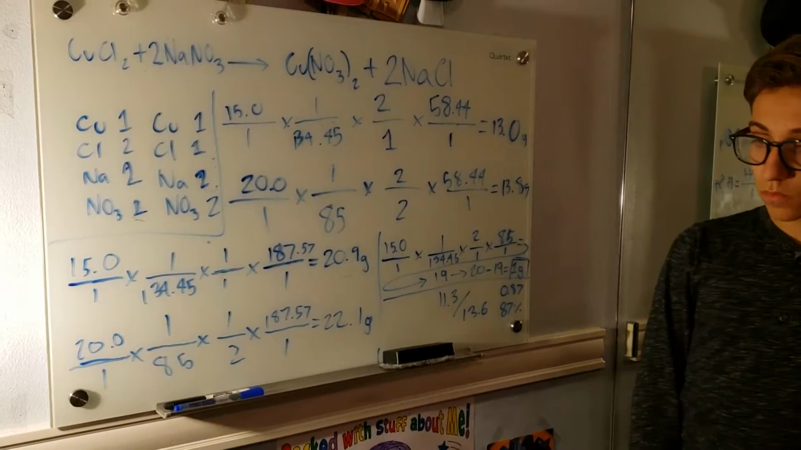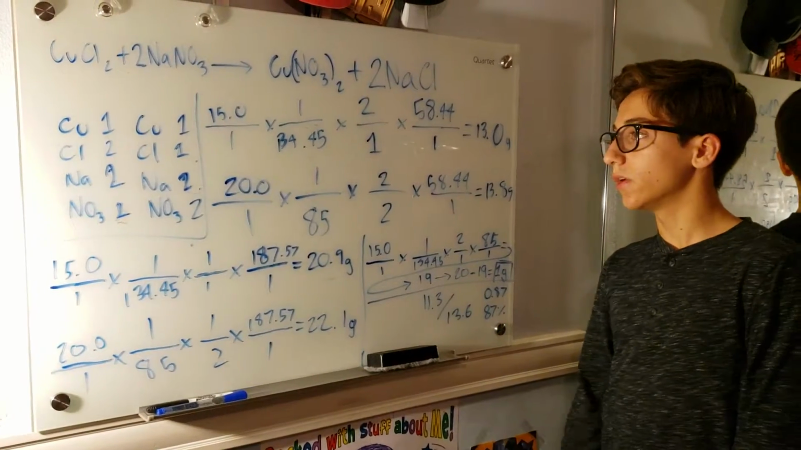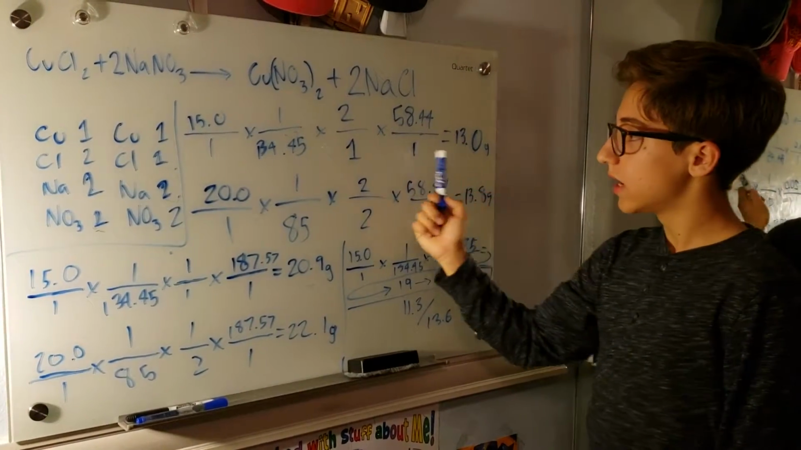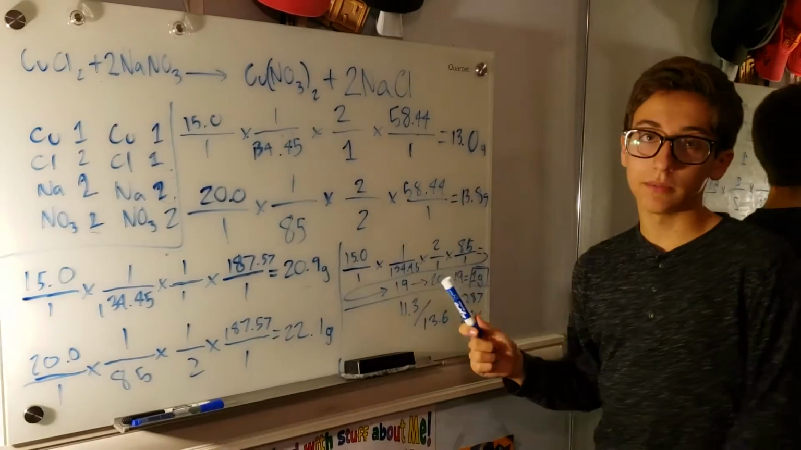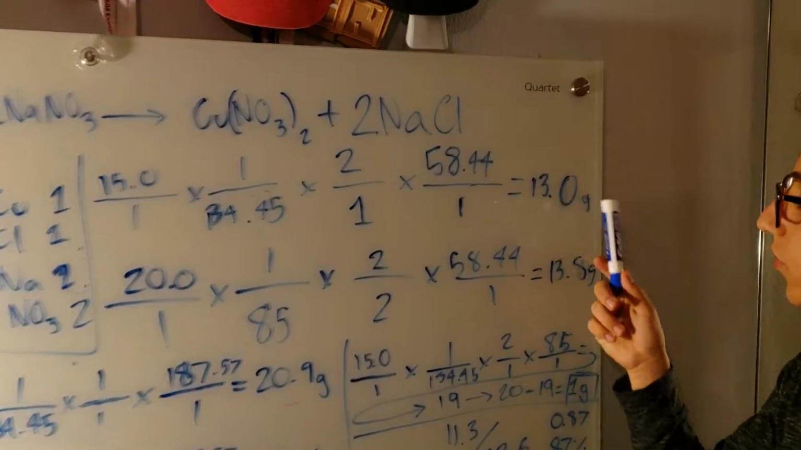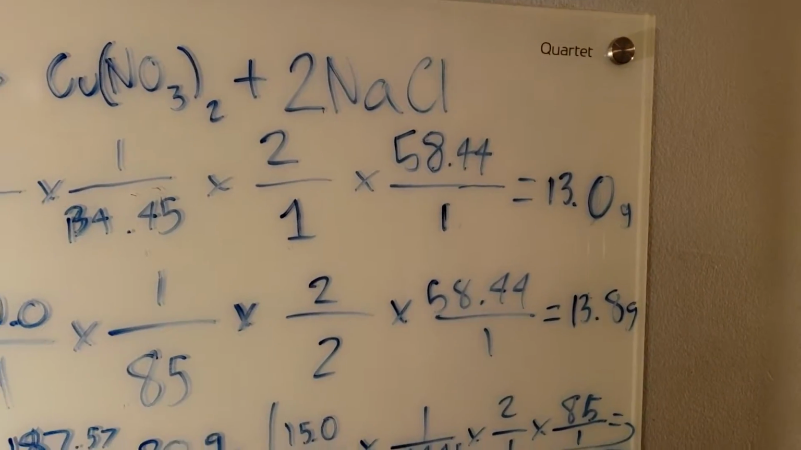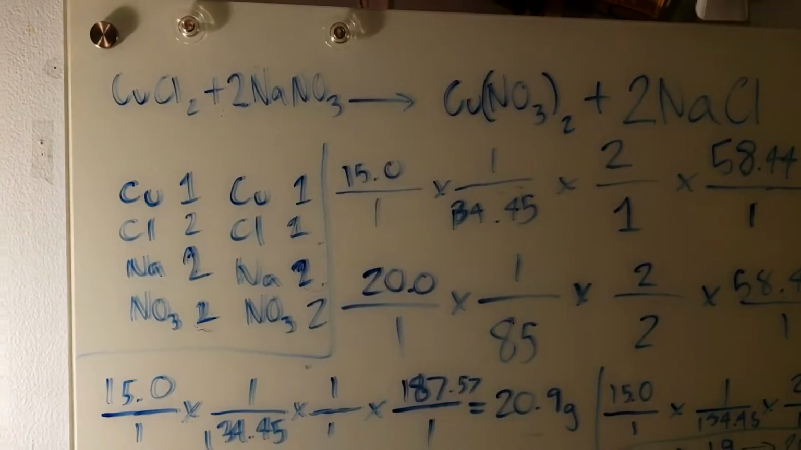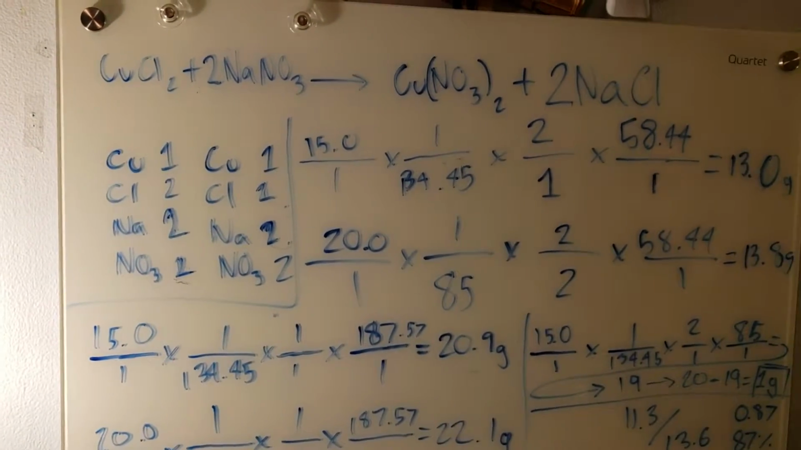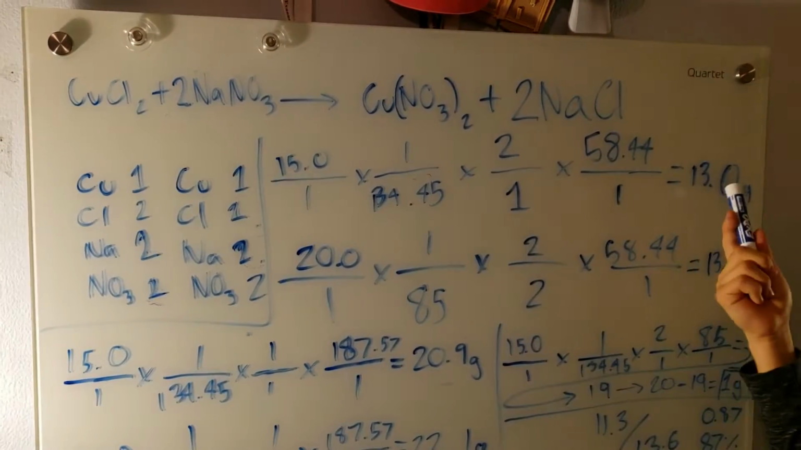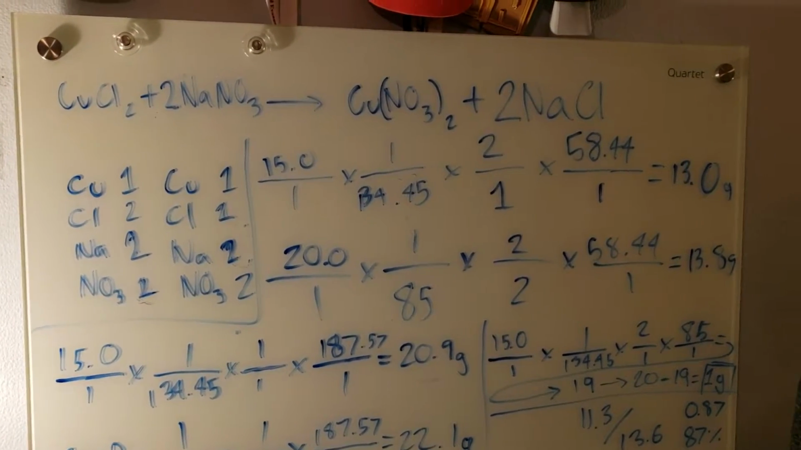Now you pull out your calculator, multiply all the top numbers, and then divide by all the bottom numbers. When we do this, we get 13.0 grams. We're going to round off right here because of significant figures. There are 3 significant figures in the original number, so we have 3 significant figures in our product.